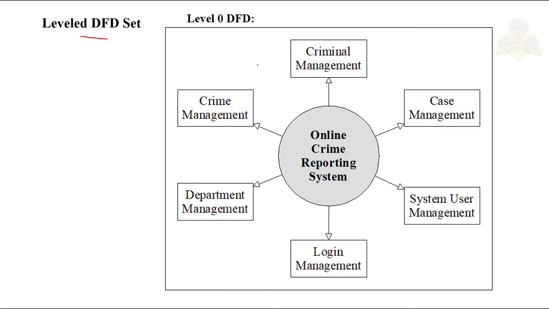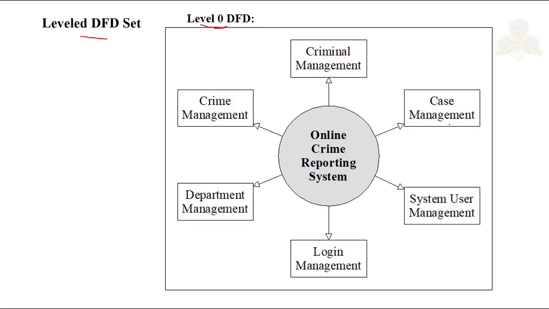The first level would be level 0 DFD, and it is also called a context diagram. In this level 0 DFD, you will only draw the entire system, the entire project, as one process, and you will just mention all the sinks and sources for that. If you consider a project, for example, an online crime reporting system, the entire system is considered as one process, and these are the sources or the sinks.